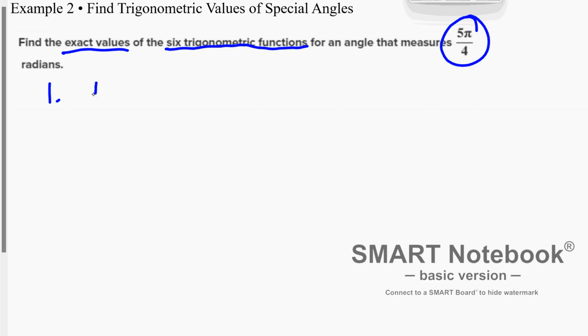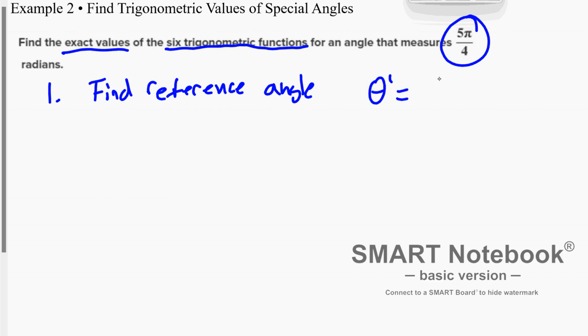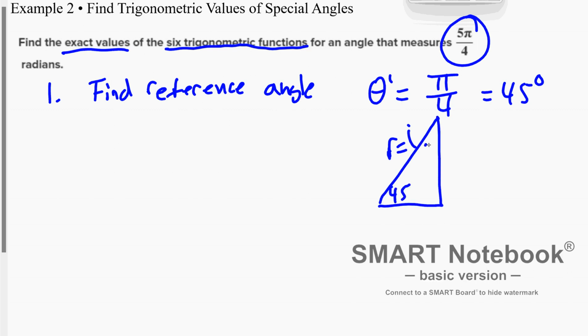So number 1, we want to find the reference angle. We're subtracting π from 5π/4, so the reference angle would be π/4, which is 45 degrees. So I'm looking at a 45, and my r is equal to 1. I'm on a 45-45-90, so my sides are root 2 over 2 and root 2 over 2. That means both my x and my y are the same thing, right?